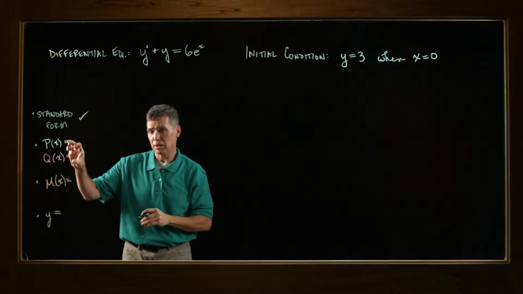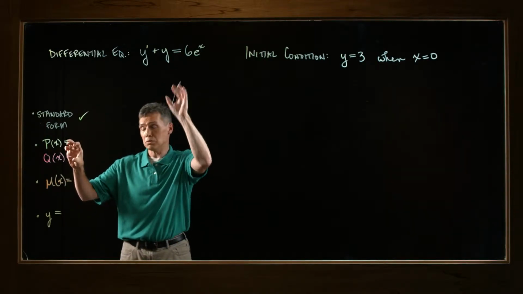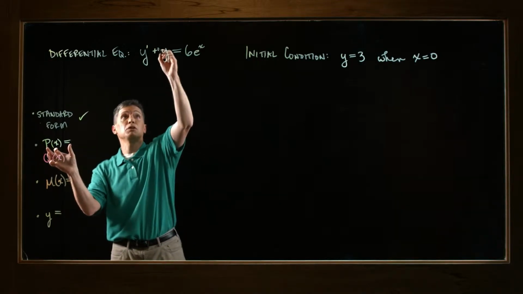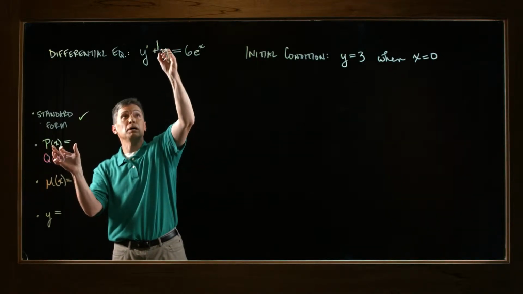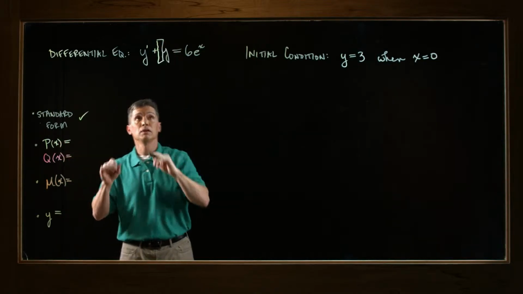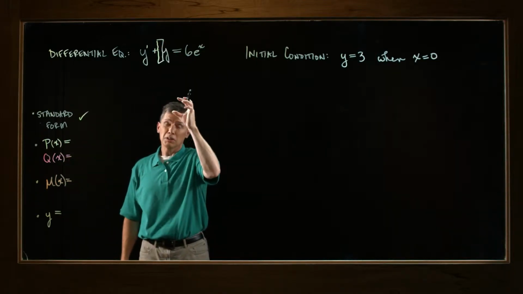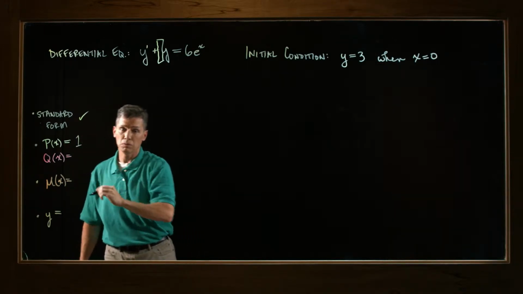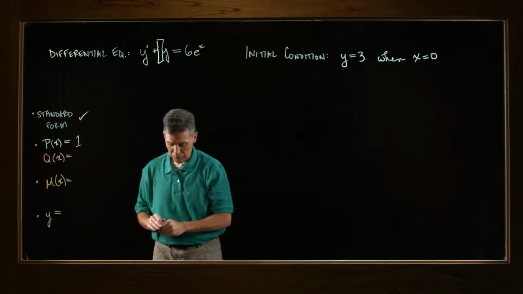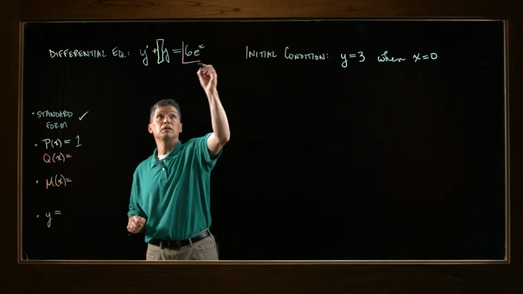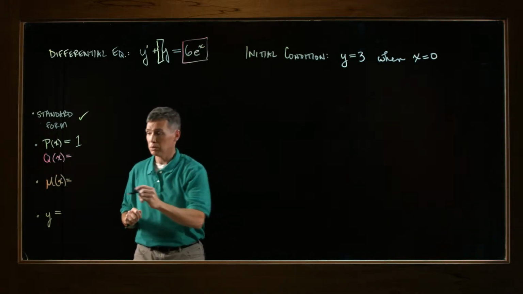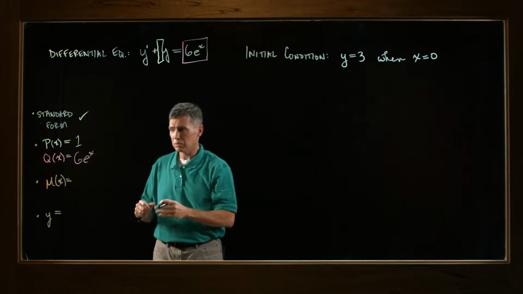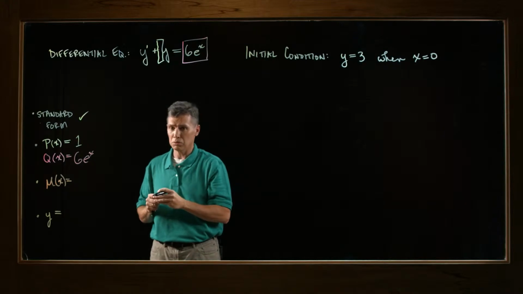That leads us to the second step then, because from this standard form we can pluck out the p of x and the q of x. The p of x is always just what's being multiplied by the y. That might look a little goofy, but there's like a coefficient of 1 right there. So the p of x in this case is just 1. The q of x is whatever is on the right-hand side of the equal sign. So in this case, 6e to the x.